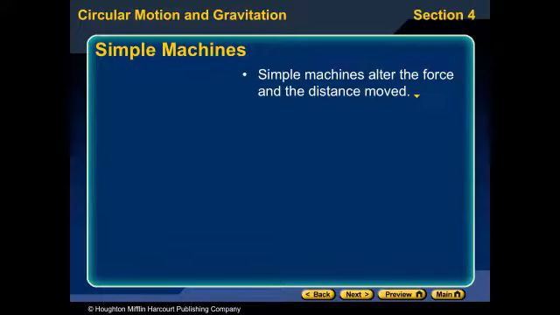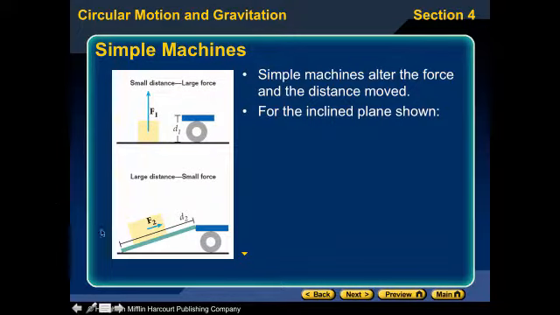Simple machines alter the force and the distance moved, for example an inclined plane. Here F2 is less than F1. So if you're trying to raise this object up onto this trailer, you need more force here than here if you're taking the inclined plane.